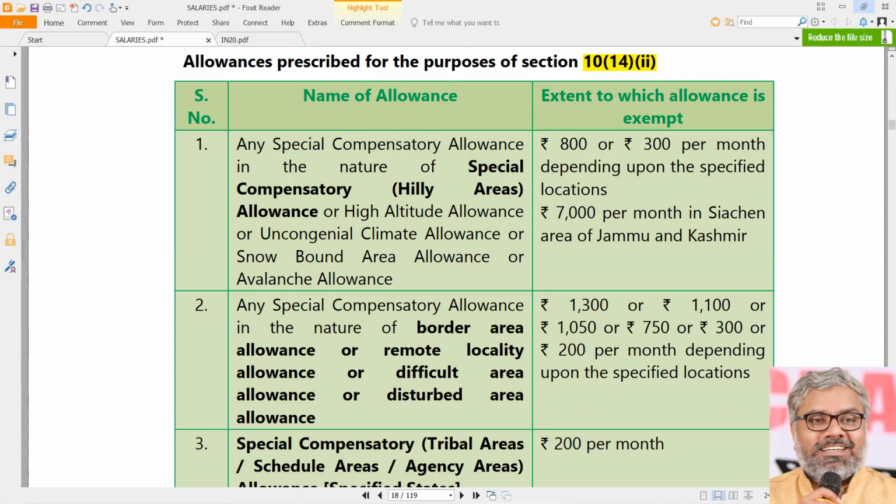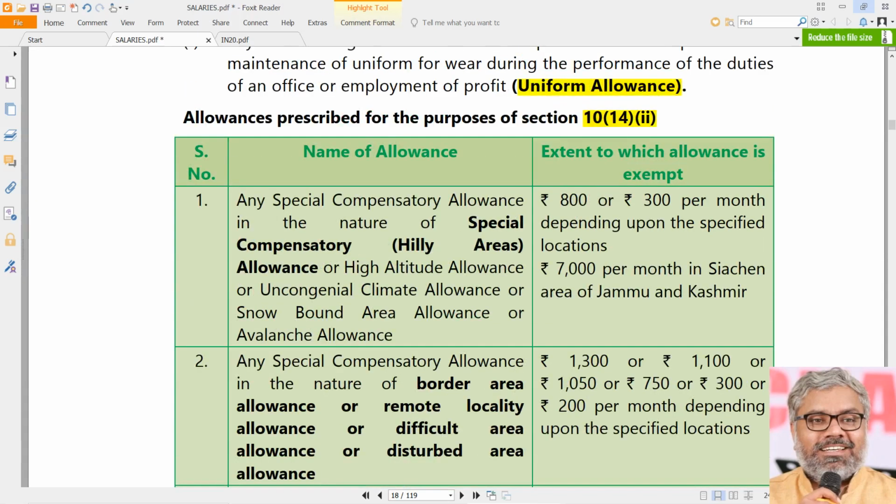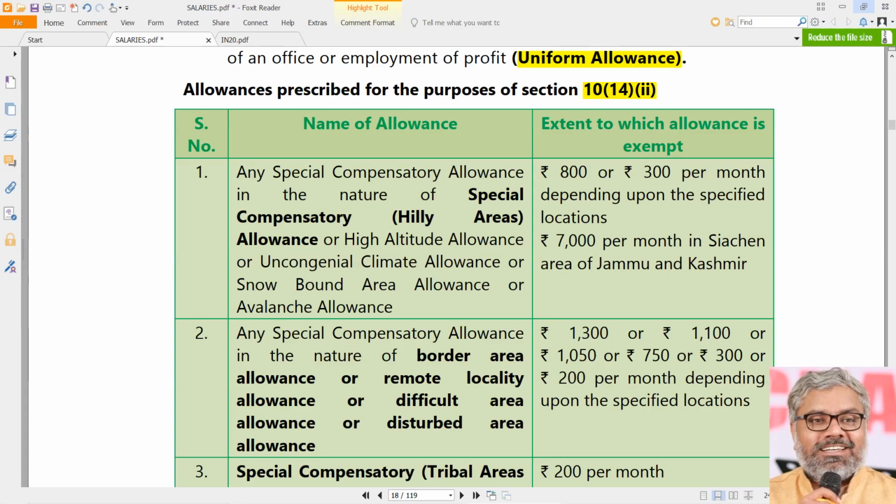That is called special compensatory hilly area allowance, where the employee is working in high altitude, where uncongenial climate is there, because of which uncongenial climate allowance is given. Snowbound area allowance, avalanche allowance like that is given. Names itself you can understand to whom these are given. Generally to the people who are working in army. Those are the people who will be staying in those high altitudes.